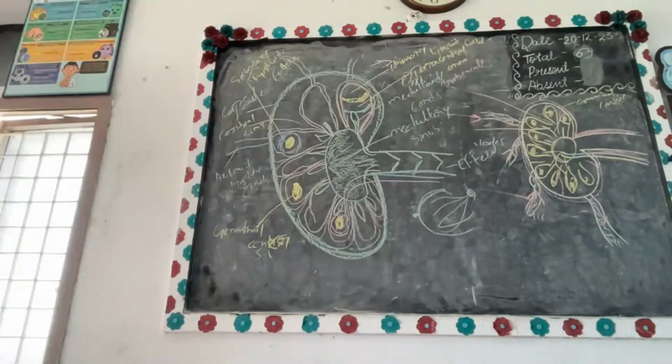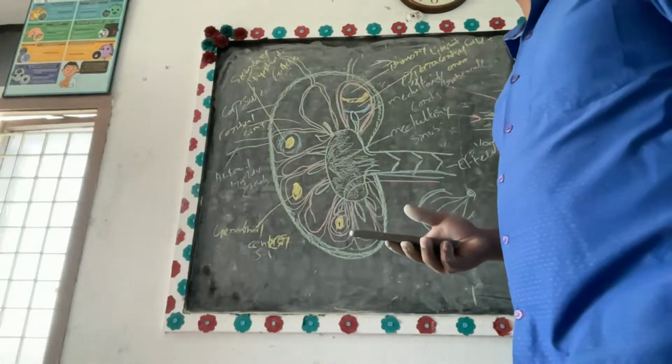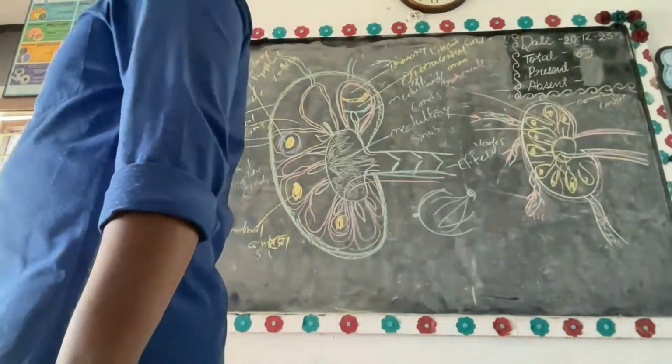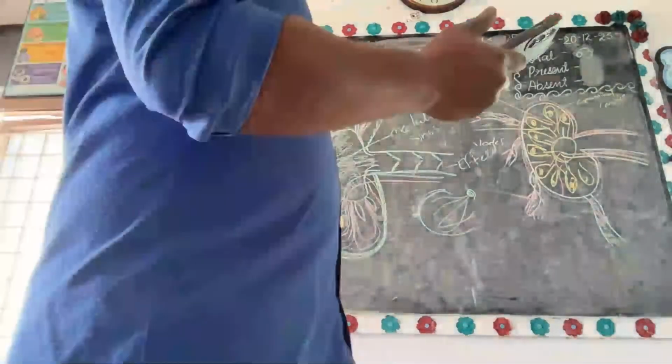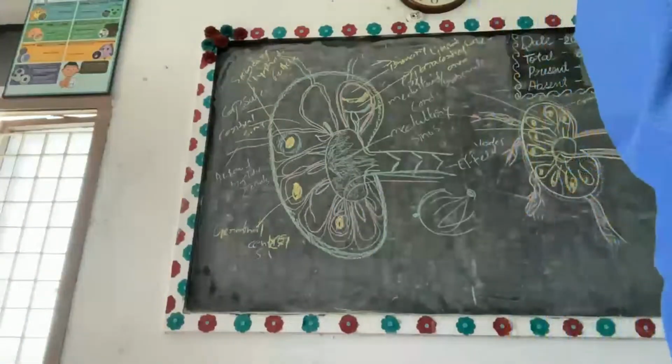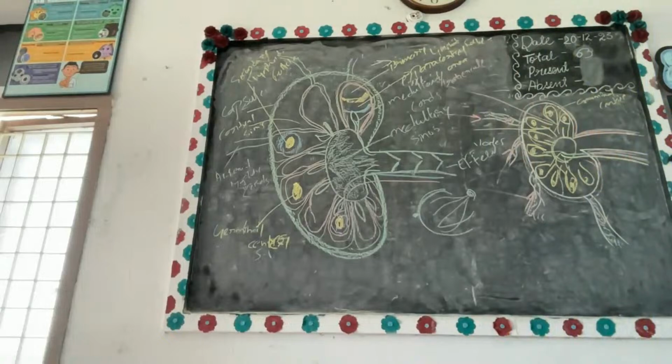Did you write that down? Now, it is the largest lymphatic organ in the body. What is the largest lymphatic organ in the body? Spleen. The spleen is the largest lymphatic organ in the body, and it can vary considerably in size and weight.